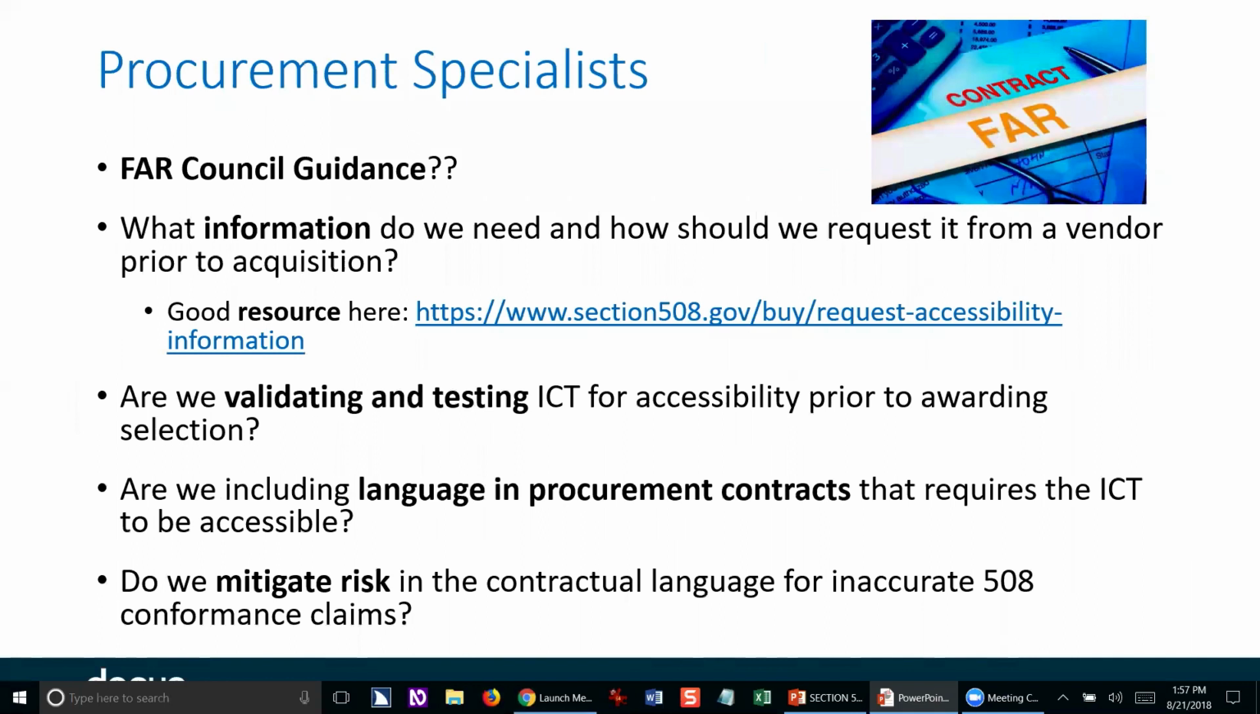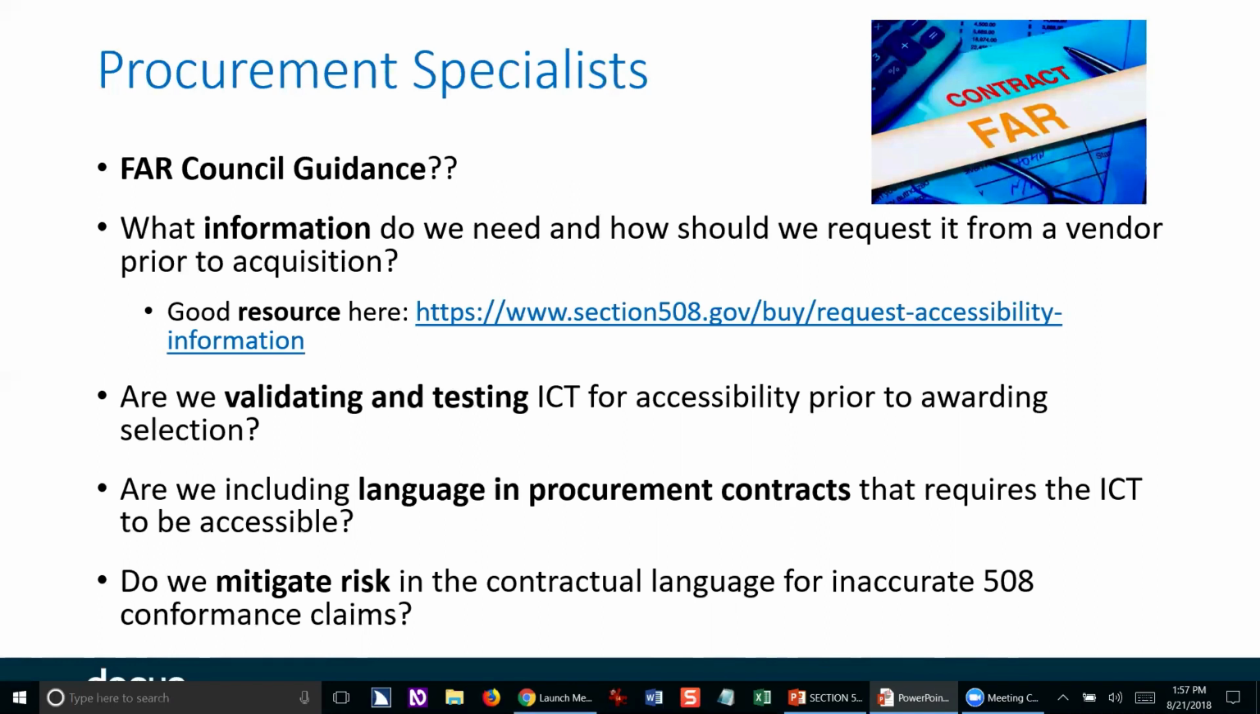Okay, finally, let's turn our attention to procurement specialists. You may be aware that the FAR Council has not yet published guidance to reflect the refreshed changes. Nevertheless, agencies are still advised to align and update their procurement policies to reflect the new standards. There's a really comprehensive resource available on the section508.gov website that covers in detail what steps you should take to make sure that you're procuring accessible ICT.